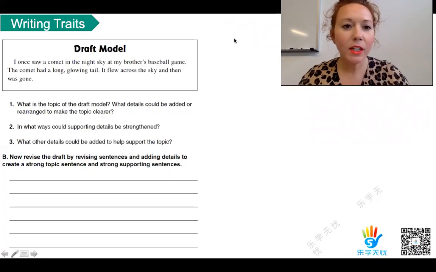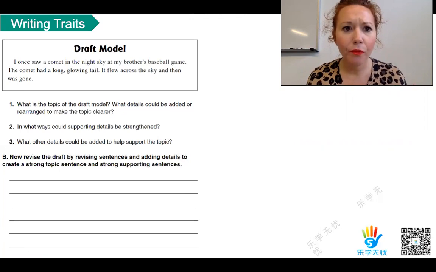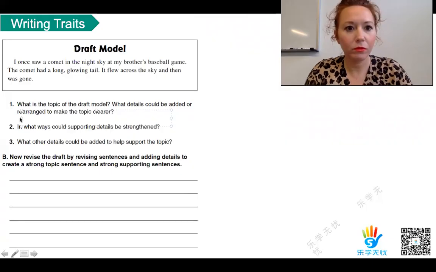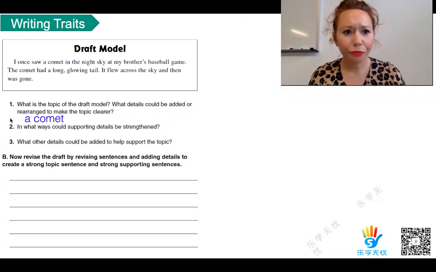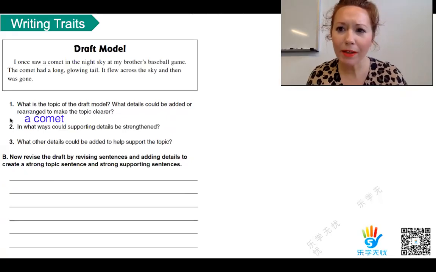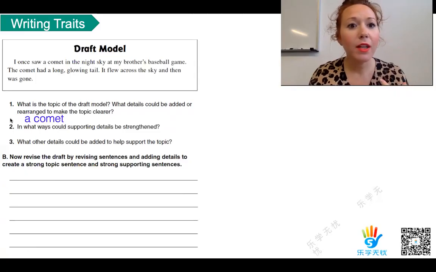Okay, so now we're going to take a look at the draft model. I once saw a comet in the night sky at my brother's baseball game. The comet had a long, glowing tail. It flew across the sky and then was gone. So what is the topic of the draft model? A comet. Very good. All right, now, can we add some more details to tell us a little bit more about this comet? Yes, we could. We could give some more descriptions and more details.